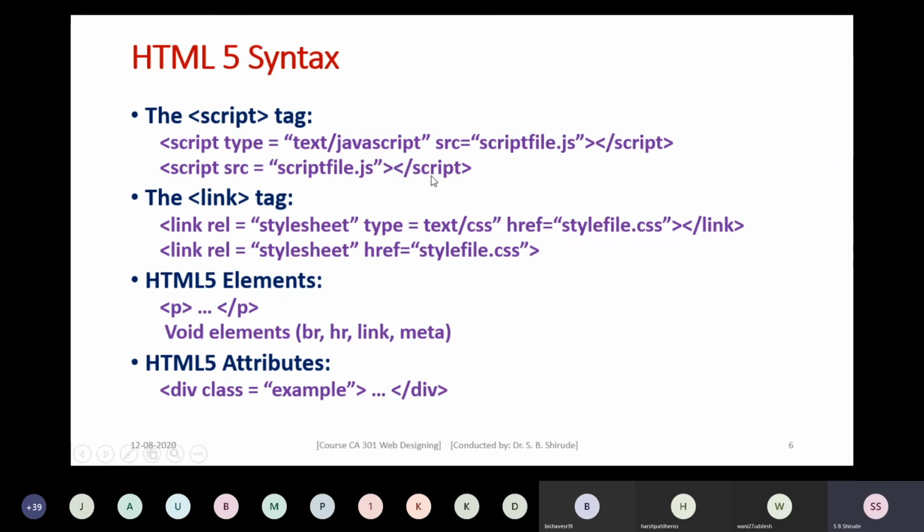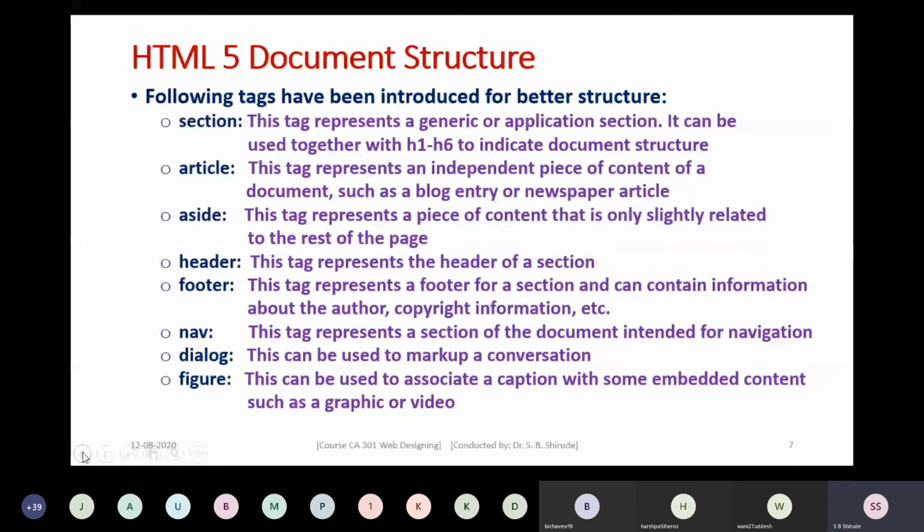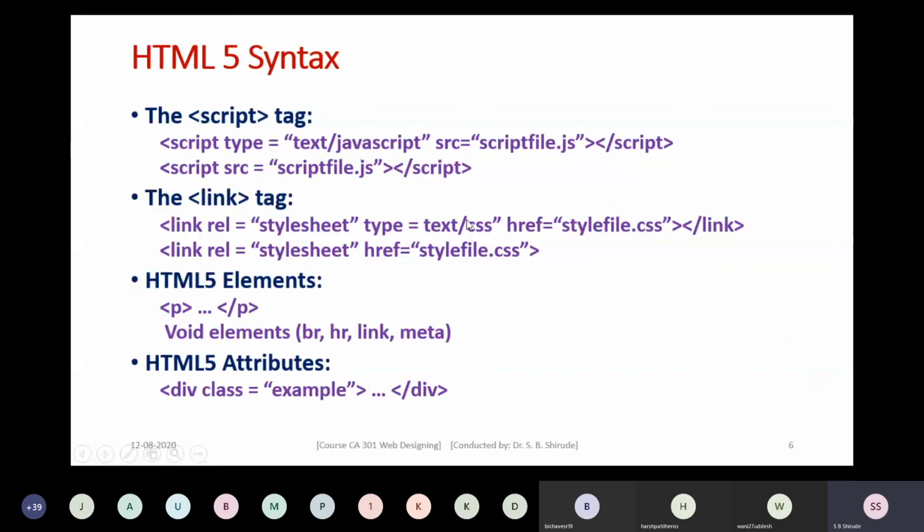Similar to that, in the link tag, you can ignore type equal to text/css. So you can use just two attributes, the rel attribute and the href attribute. You can ignore the type attribute. Still it will work in HTML5. But if you do it in the earlier versions of HTML, it will give you an error. There was a compulsion to specify the type attribute in earlier versions of HTML, in the script tag as well as in the link tag. That flexibility is now added in HTML5.